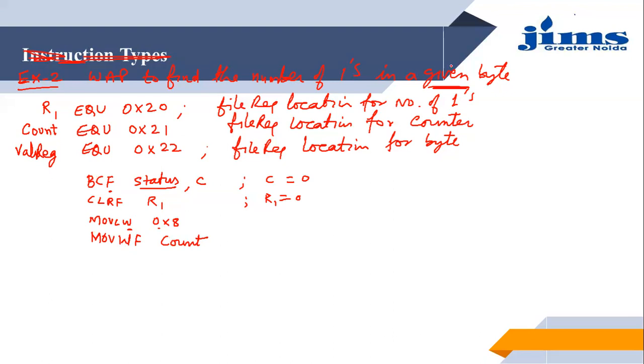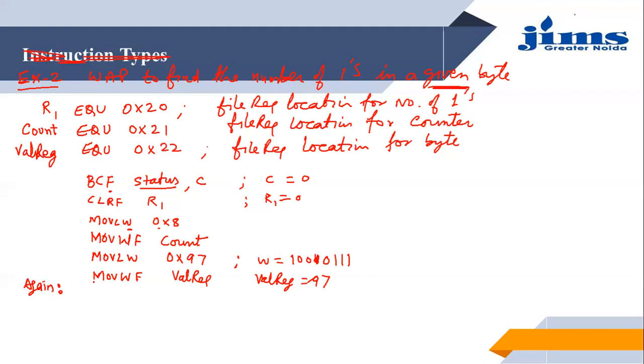Then the given byte: let us assume we have any byte. Move literal into the accumulator, and let's assume some number, say hexadecimal 97. So W will be equal to 1001 0111. Then we move this W into this register. Move the W register into the file whose name is val reg. So val reg is also equal to 97. Now let's write down the program.